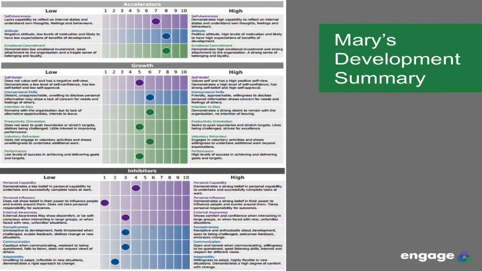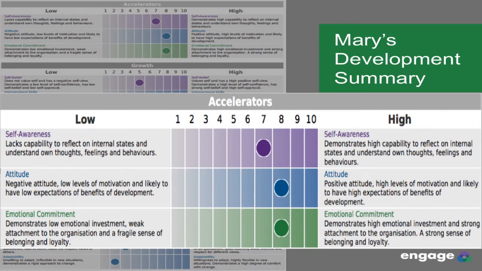So what we have here is the second chart, and essentially what we see here are the development priorities. What does it mean by accelerators? So when we talk about accelerators, essentially we're talking about those scores where we rate ourselves higher. Typically we might think of these as being strengths.